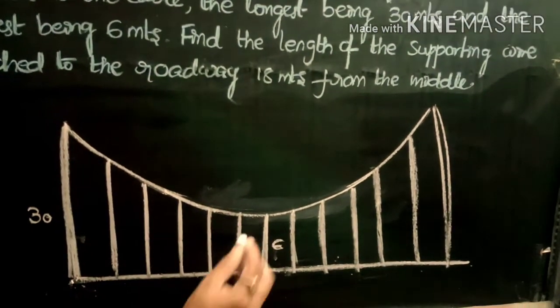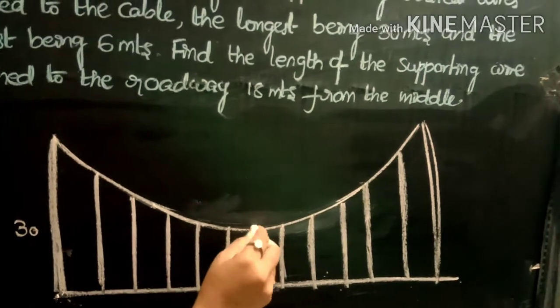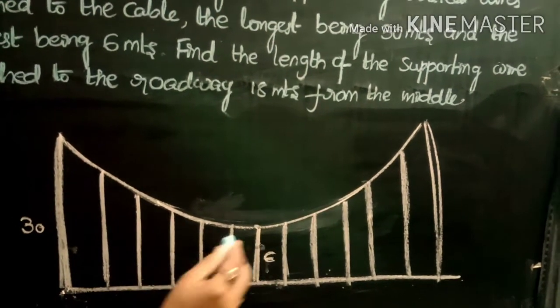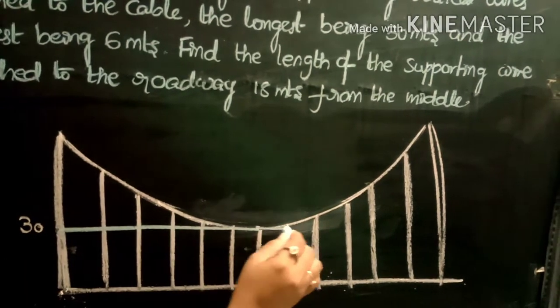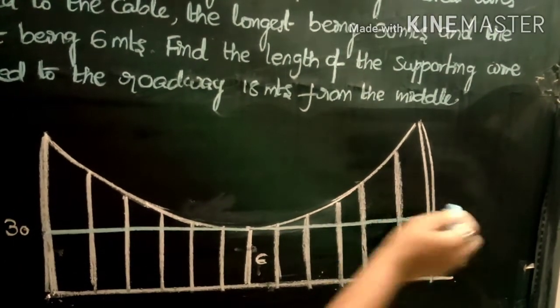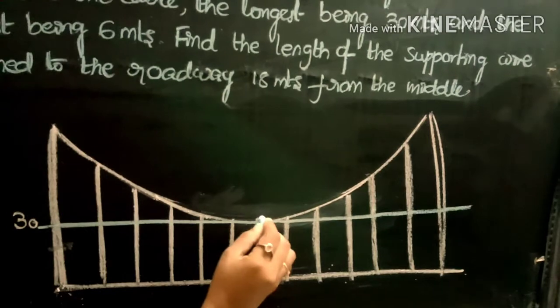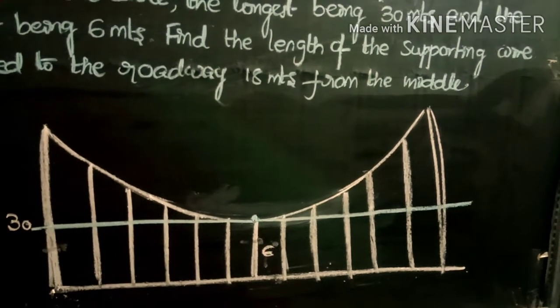So, first we take the middle point of the bridge. This is the middle point of the bridge. At the middle point of the bridge, we draw one line which is parallel to the roadway. This is the line parallel to the roadway. This is the midpoint of the bridge.